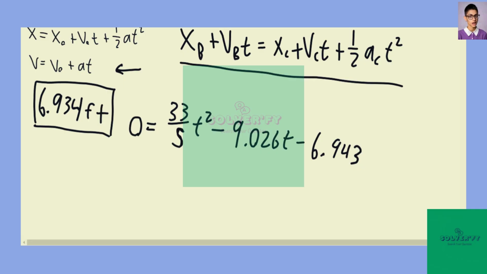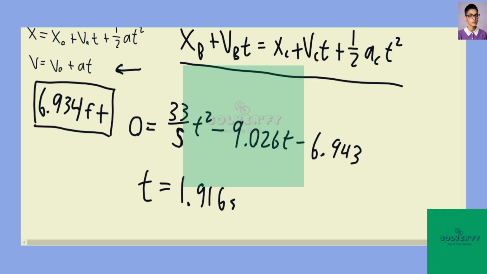You can plug that into the quadratic formula, and we will only take the positive t because time is never negative. And after you plug that in, you should get that t is equal to 1.916 seconds. Now this is how long it will take the car to take over the bike from the point whenever the bike reaches its maximum velocity.